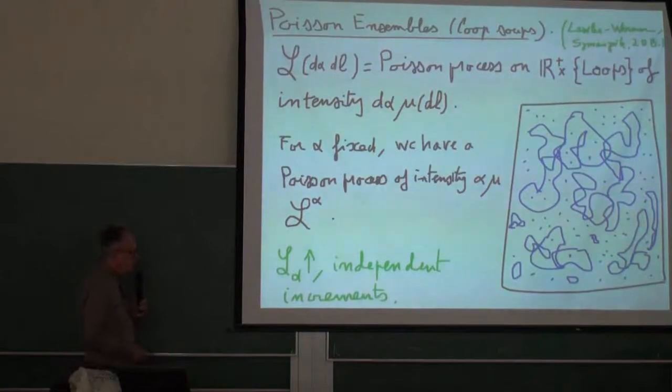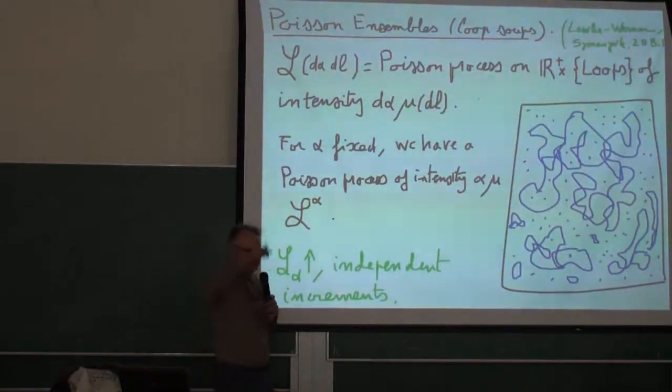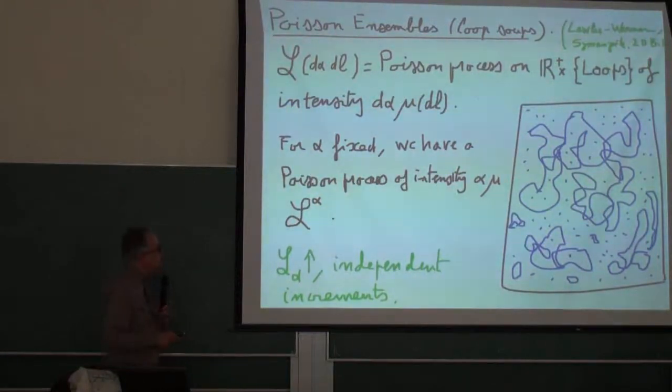Now I finally come to the main topic, namely these Poisson ensembles, also called loop soups. As I said, introduced by Lawler, Werner, and Szymanczyk. So it's a Poisson process. I take here a space-time Poisson process. My space is a space of loops, and you imagine that loops are falling on the space.